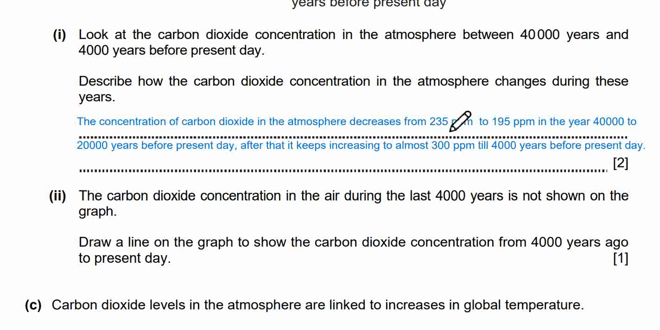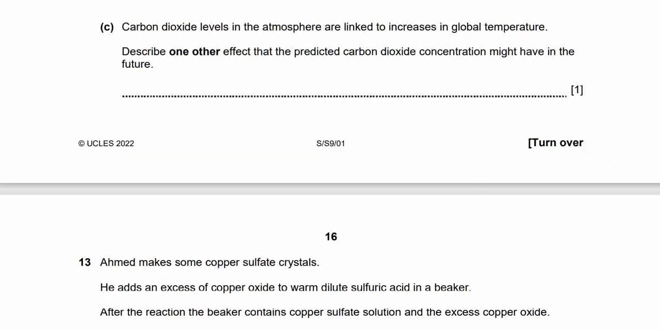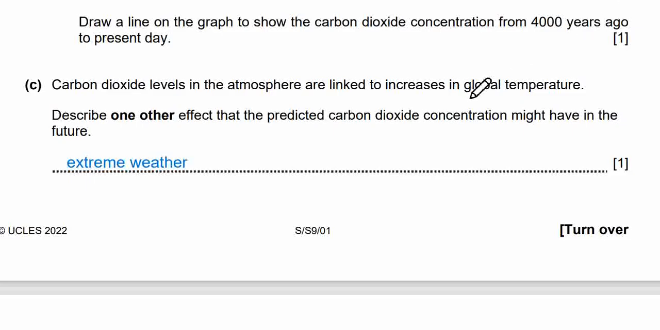Question C. Carbon dioxide levels in the atmosphere are linked to increases in global temperature. Give one other effect that the predicted carbon dioxide concentration might have in the future. So carbon dioxide increases the global temperature and it creates extreme weather. That will be one possible answer. Let's move on to next.